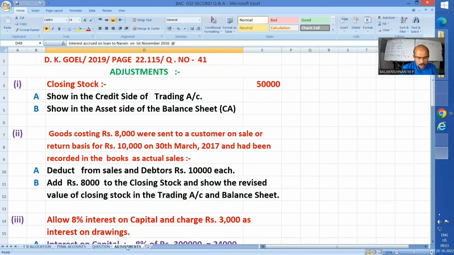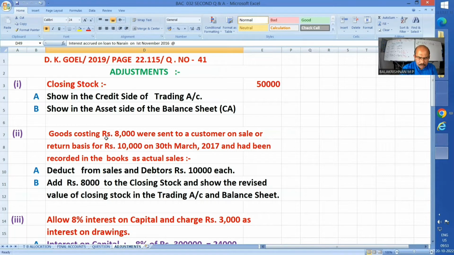Second, goods costing rupees 8,000 were sent to a customer on sale or return basis for rupees 10,000 on 30th March 2017 and had been recorded in the books as actual sales. So, the sale is not yet concluded. It is so apparent. Hence, since you have taken it as an actual sale, deduct from sales and also from debtors. Why? Because it's a credit sale you recorded, is it not? So the entry was debtors to sales, so it will be sales to debtors. Deduct from sales as well as debtors 10,000 rupees each, the value of the sales.